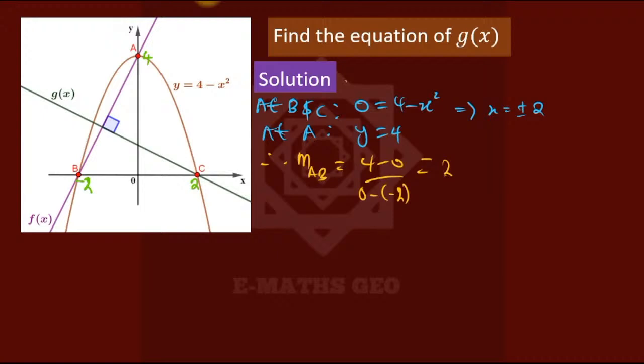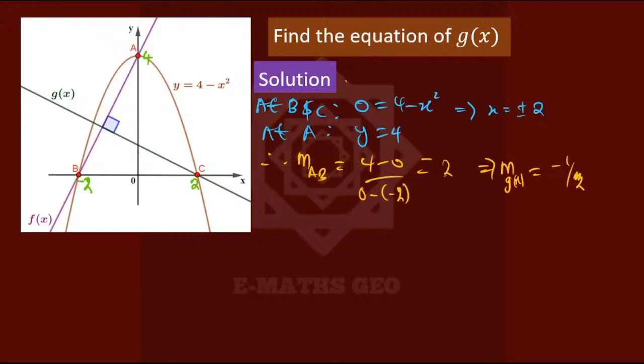Since the slope of AB is 2, the slope of the line we are looking for, g of x, is -1 over 2. That's the relationship between the slopes of two perpendicular lines. Their product is always -1. So we can get the equation now.